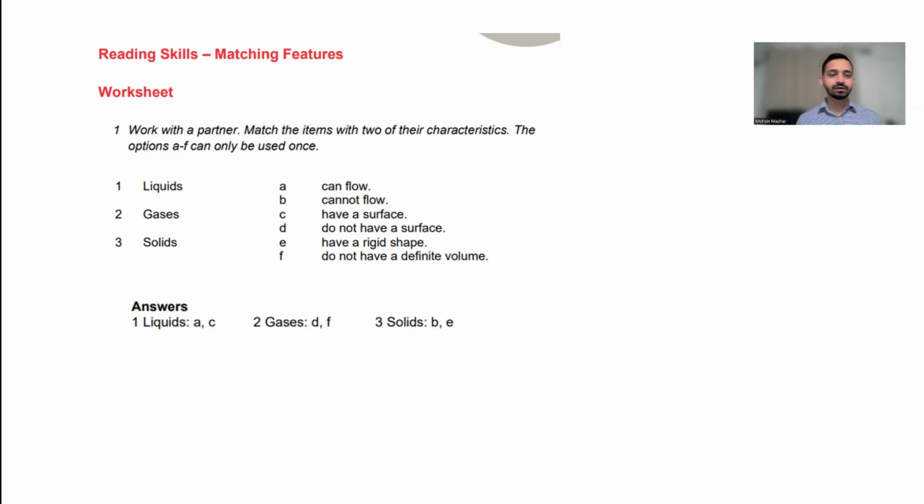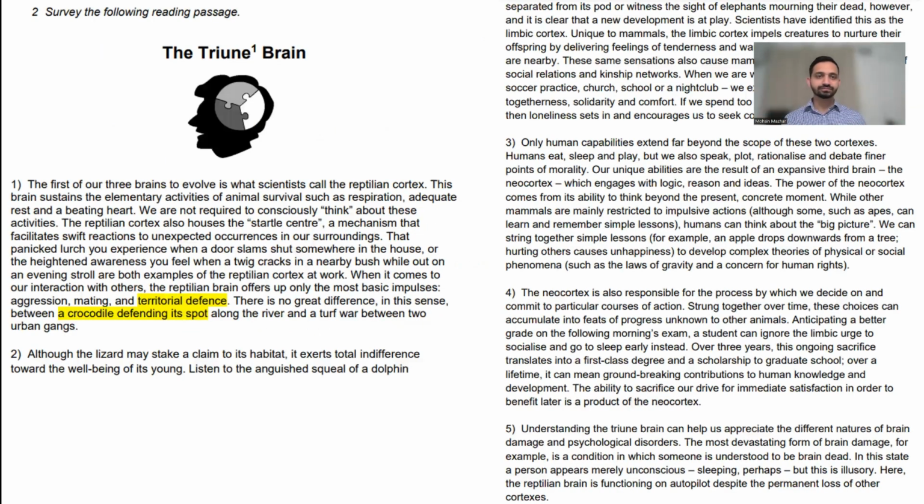Look at the answers here now. Liquids is A and C, so liquids can flow and liquids have a surface, okay? Gases, D and F. So gases do not have a surface, and do not have a definite volume, right? Solids, B, cannot flow, and E, have a rigid shape. All right, so that's how you will have to match the options. This is just a warm-up activity. Let's get into the article itself.